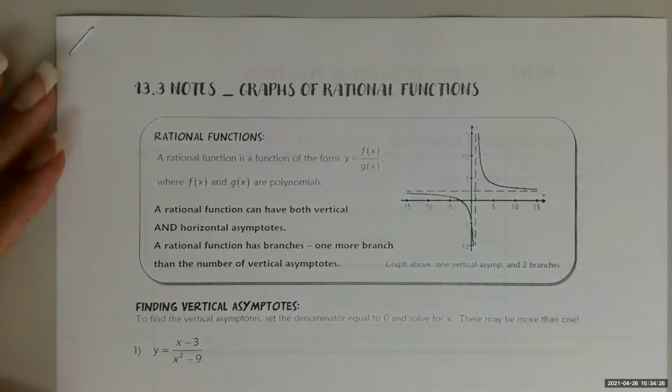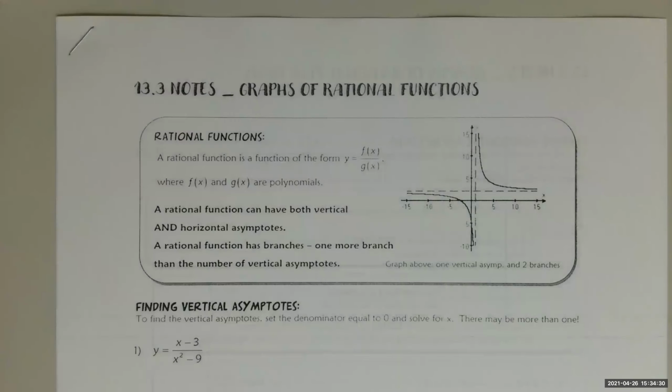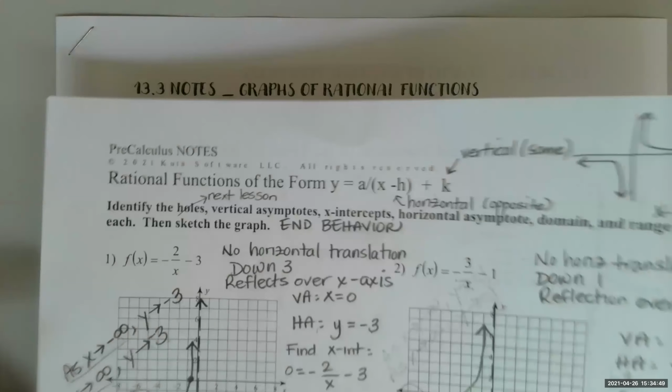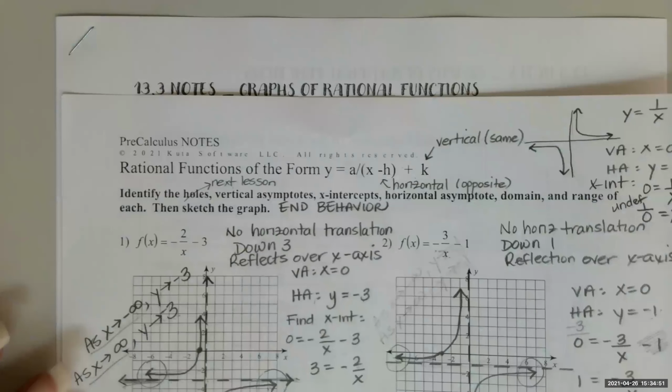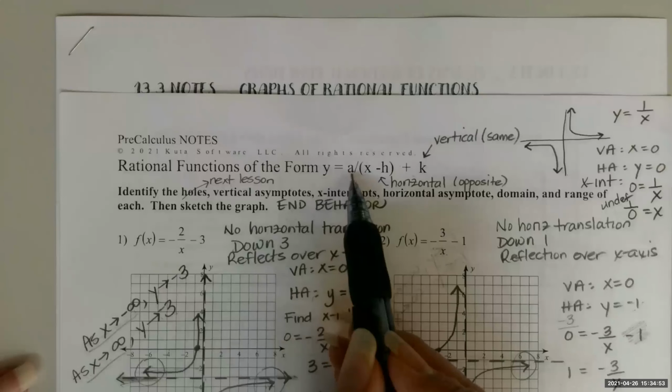Here is section 13.3 on graphs of rational functions. This will be a continuation of what we were doing in section 13.2. You'll notice that the only difference now is that the format of our function is going to change. Just to serve as a reminder, in section 13.1, the format of our rational function was y equals a over x minus h plus k.